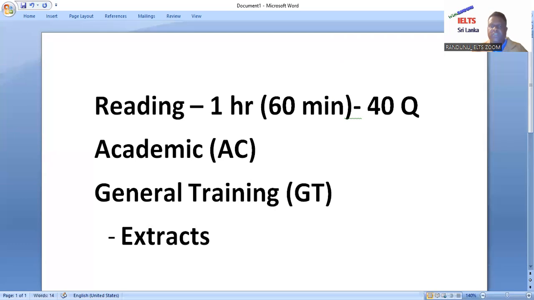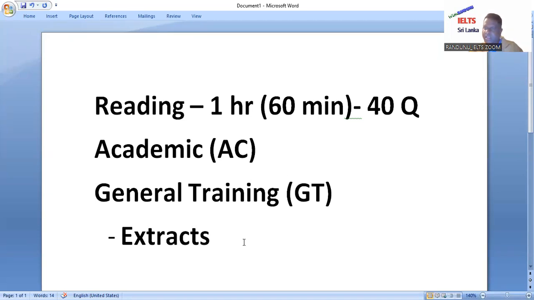When it comes to general reading, the extracts, the passages are taken from general materials. Things like advertisements, leaflets, brochures, right? There are a lot of general things, no? It can be taken from a banner, it can be taken from a poster, kind of things. So these are general extracts. For general training, they are taking those. That means you can understand those are a little bit easier, no?